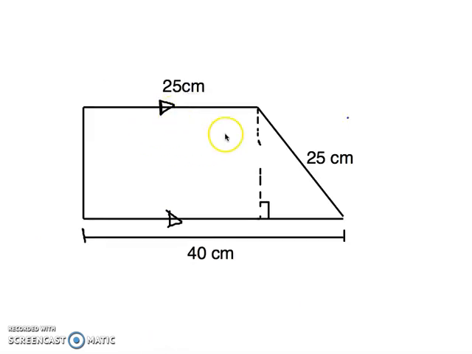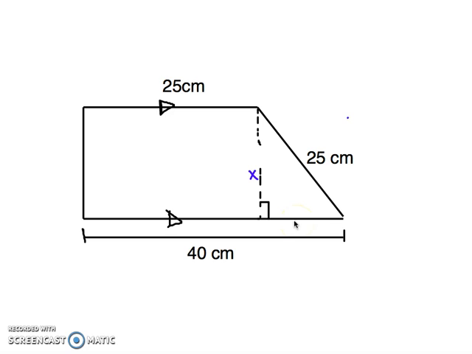Here's another example of a trapezoid. Here's our 90-degree angle, which means this is our height. We don't know the length of it, so we're just going to call that x for now. The things that are parallel here, those are my bases. So one base is 25 centimeters and one is 40 centimeters.